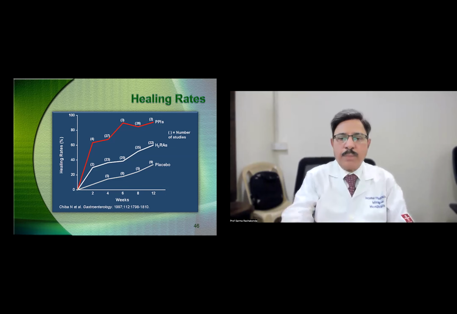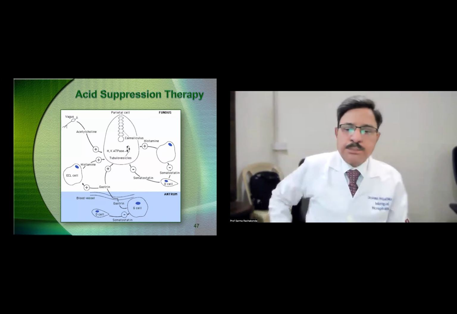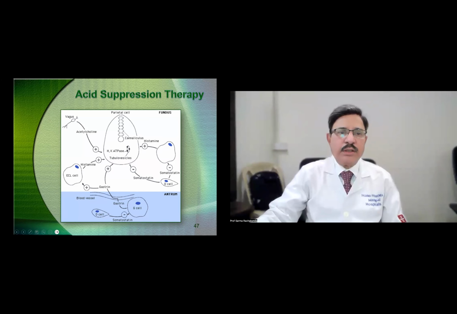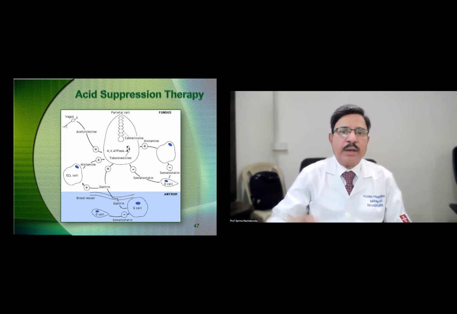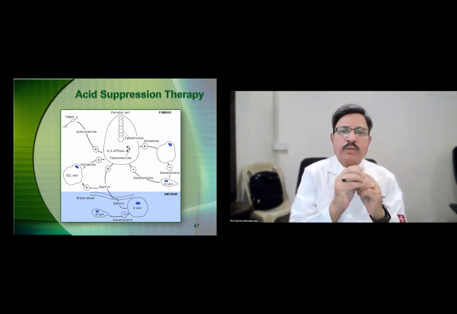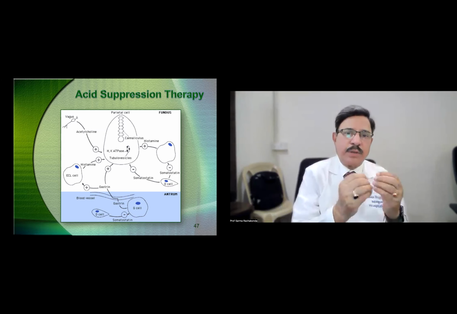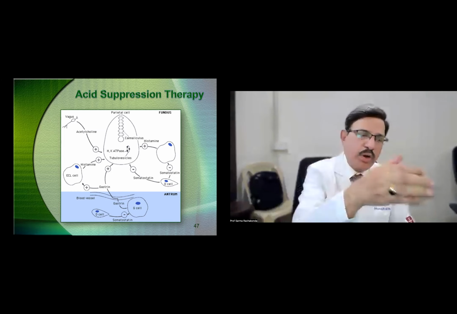PPIs are better. This slide you need to understand very thoroughly because this is the mechanism, the acid suppression theory. You see in the center that parietal cell. The central one, the egg-shaped cell, is the parietal cell. In the parietal cell, that fluid-like space is called the canaliculus. Into the canaliculus, the acid is secreted from the parietal cell. The parietal cell has the capacity to secrete the acid, and that gets into the canaliculus, and through the canaliculus it is poured into the stomach.